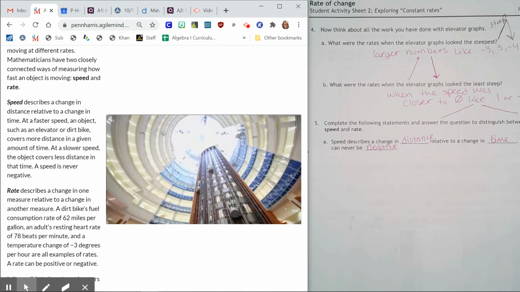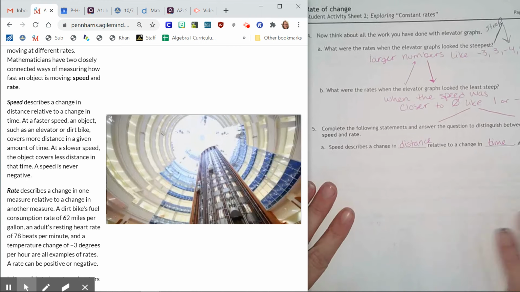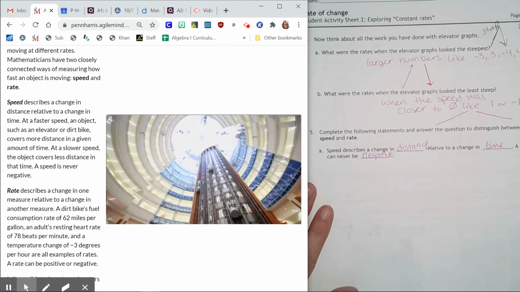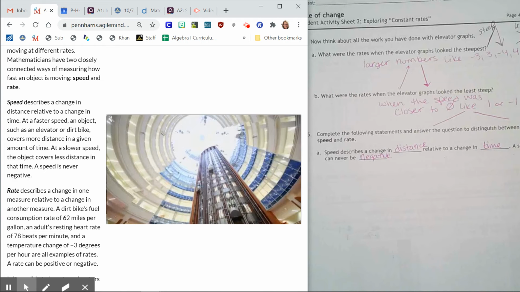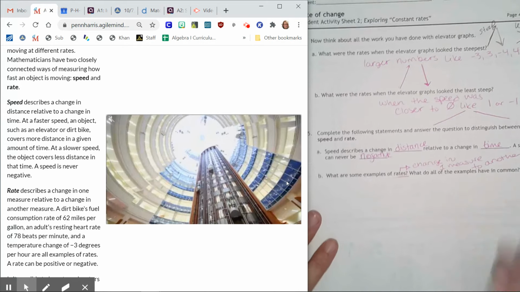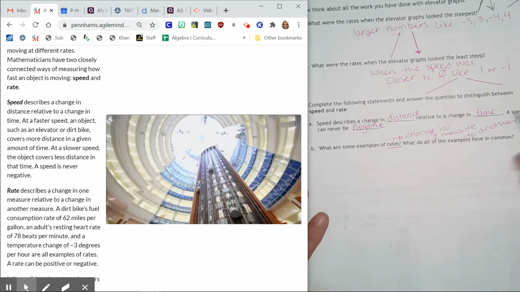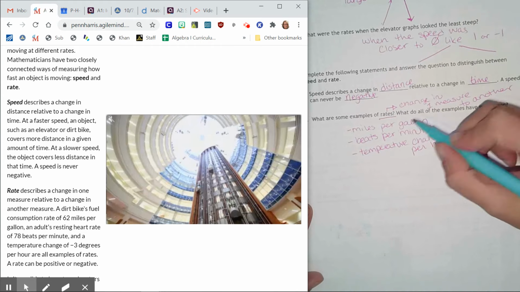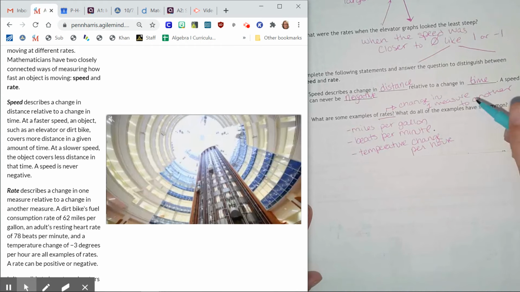So let's look at some of this. Again, speed describes a change in distance relative to a change in time. A speed can never be negative. Think about it, guys. Even if we're walking backwards, we're still moving, we're still going a speed. Therefore, we have a positive speed. Some examples of rates: a rate is a change in one measure compared to another. Miles per gallon, beats per minute, like a heartbeat. We talked about this in student activity sheet 1. Or the temperature change over the course of an hour.